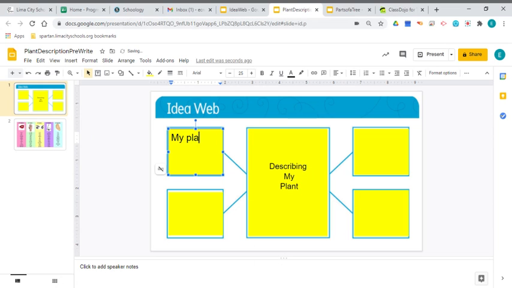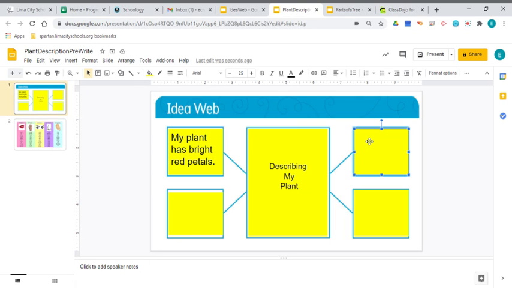So my plant has bright red petals. Now, the two adjectives that I've chosen to use here are bright, that describes how something looks, and red, a color, can be an adjective because it's a describing word. It's telling you what color it is. So bright is an adjective and red is an adjective.